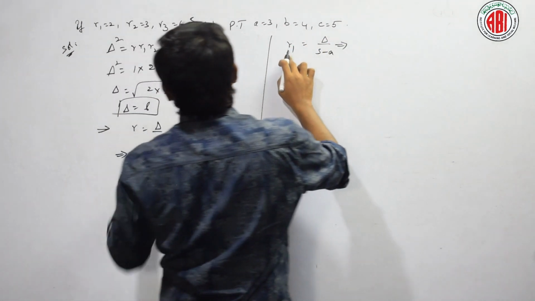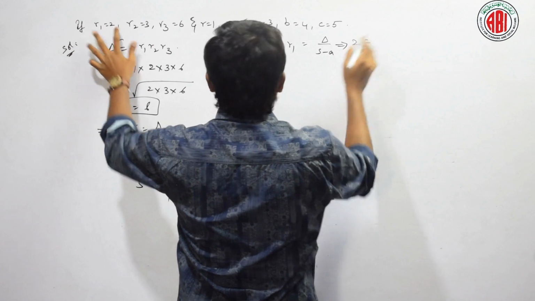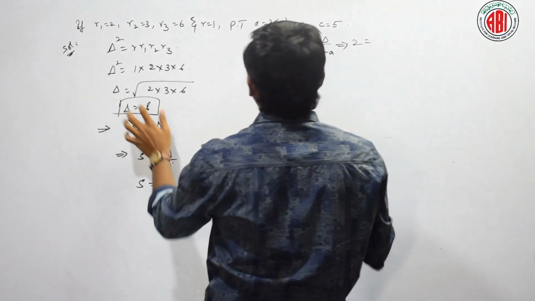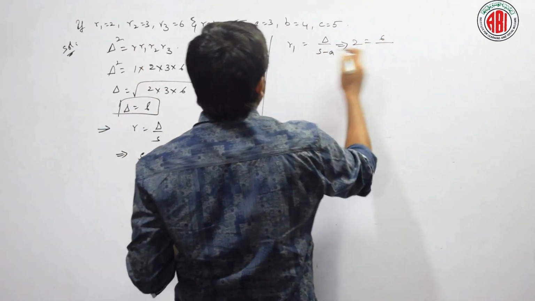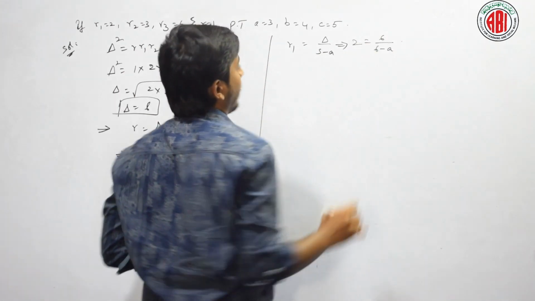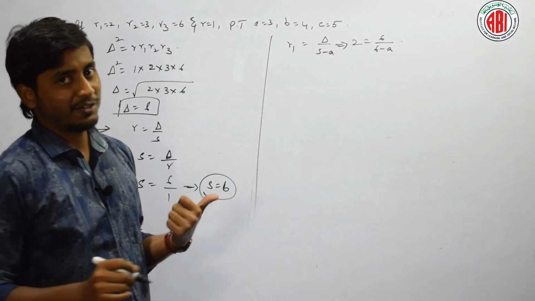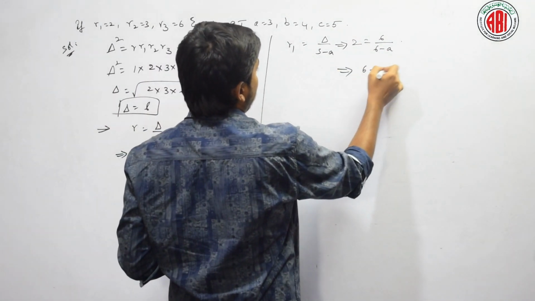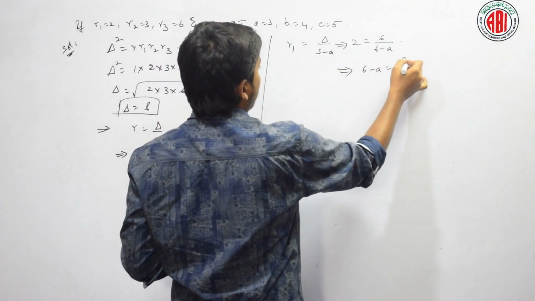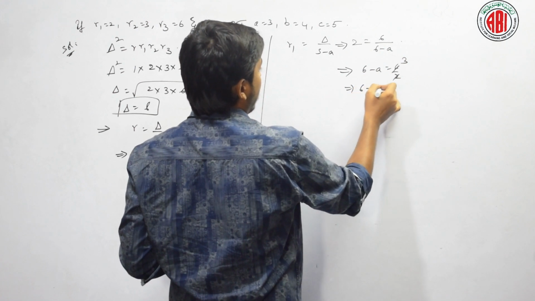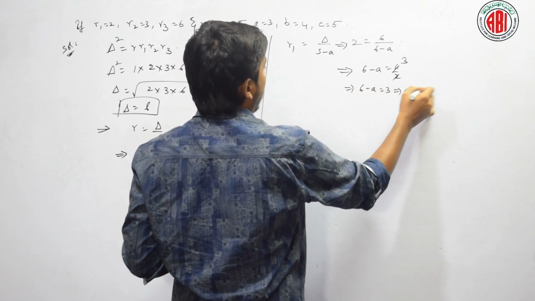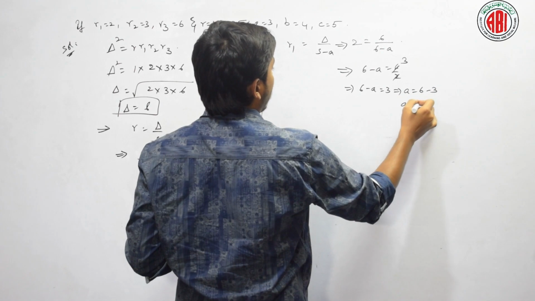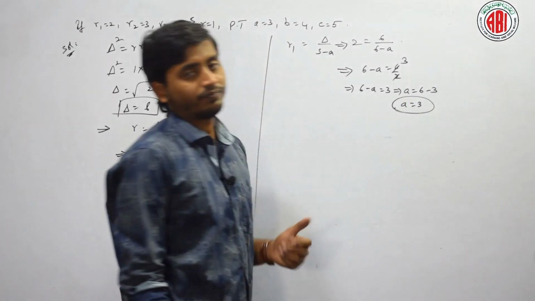From this, what is the value of R1 given? 2. What is the value of delta? 6. S is also 6. I have to find A. Is it not easy to find? Yes. That is 6 minus A is equal to 6 by 2. 2 ones are 2, 2 threes are 6. 6 minus A equal to 3. A is equal to 6 minus 3. Therefore, the value of A is 3.